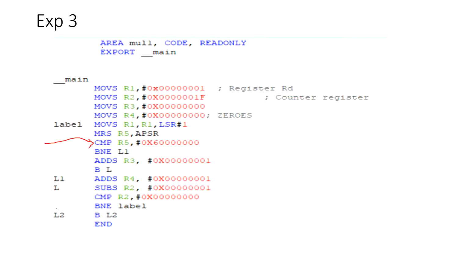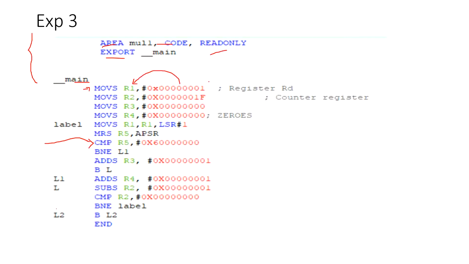Similarly we have AREA, then CODE and READONLY, then we have EXPORT, and this is anyway main. Those who have seen the previous programs might know what the first 3 lines mean. So the very first instruction means what? I am just putting the data into the register R1.